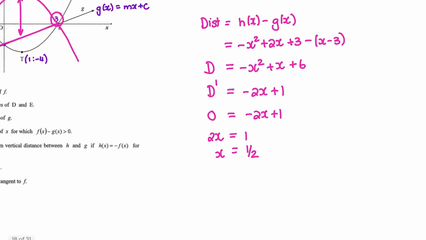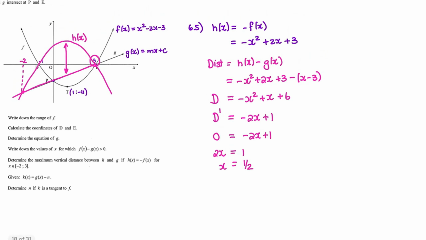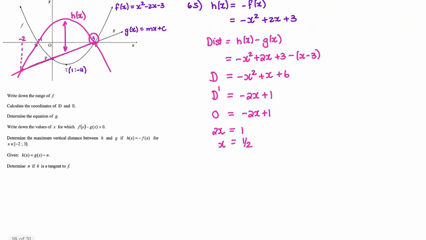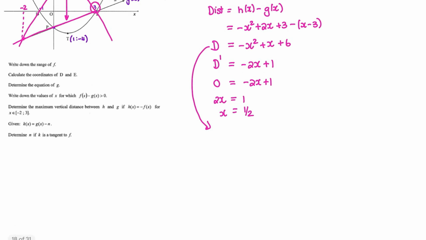Now that half does not represent the maximum distance. It represents the position at which the maximum distance is, and that is where x is equal to a half. Now to find the maximum vertical distance, I take my distance formula and substitute x with a half. So it's -(1/2) squared plus a half plus 6.